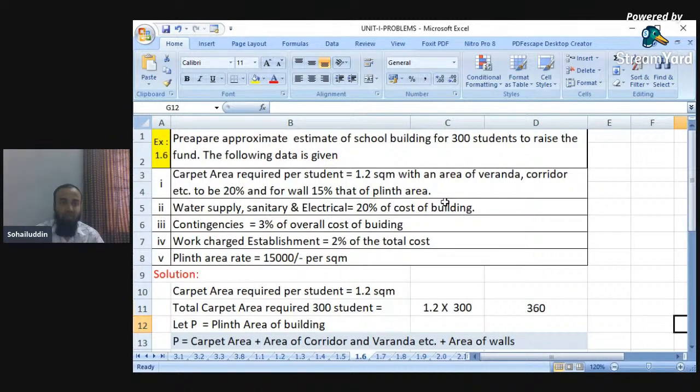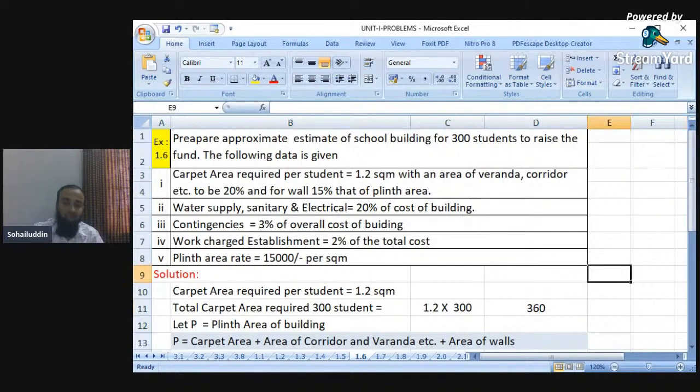Carpet area required per student is 1.2 square meters, with the area of veranda, corridor, etc. to be 20% and for wall 15% out of plinth area. Water supply, sanitary and electrifications 20% of cost of building. Contingencies 3% of overall cost of building, and work charge establishment 2% of the total cost. And lastly, the plinth area rate is 15,000 per square meter.